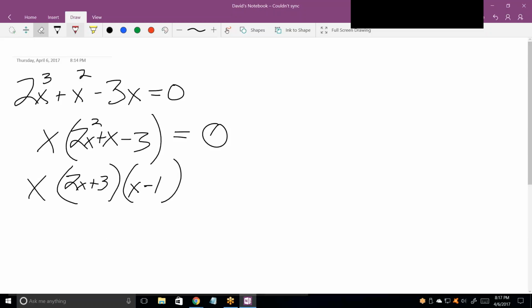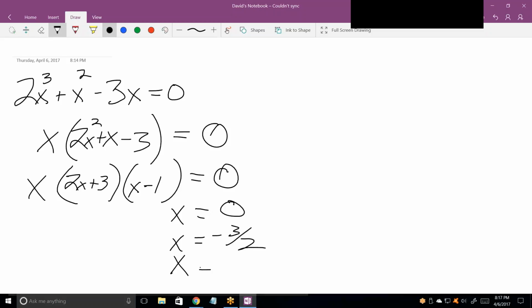Now what's the answer? x equals 0, negative 3 halves and 1. Good.